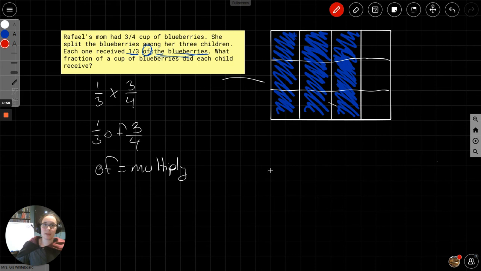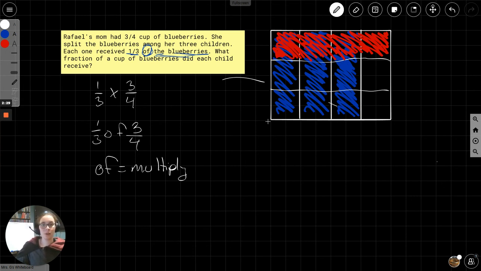Now I'm going to use red here to color in 1/3 because I'm trying to find 1/3 of 3/4. If I color in 1/3 here, that's 1/3 of this whole box, and in turn, 1/3 of my blueberries. The question I'm asking myself is, what fraction of my whole box is double colored?